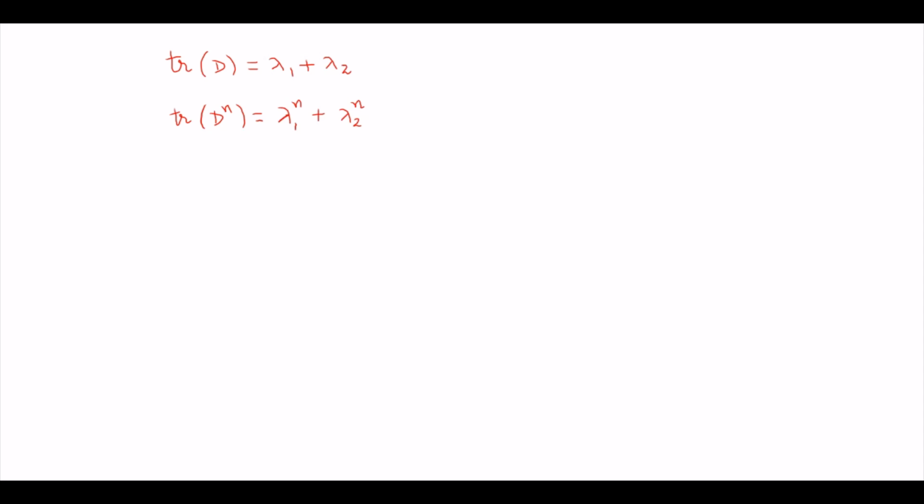Similarly for 3 by 3 matrices, the trace is lambda 1 plus lambda 2 plus lambda 3. The trace of the 3 by 3 matrix D whole power n can be written as lambda 1 power n plus lambda 2 power n plus lambda 3 power n.